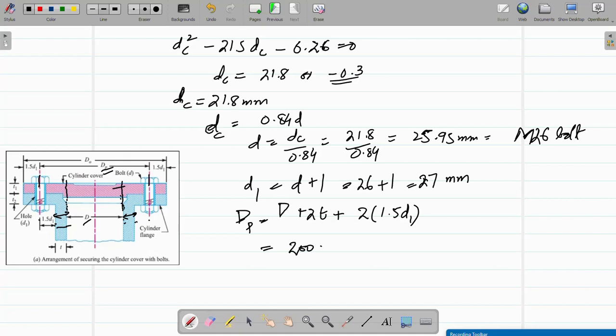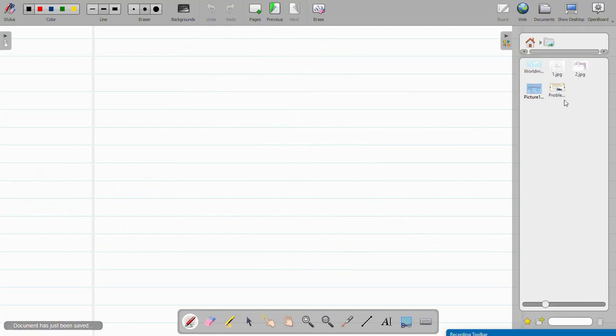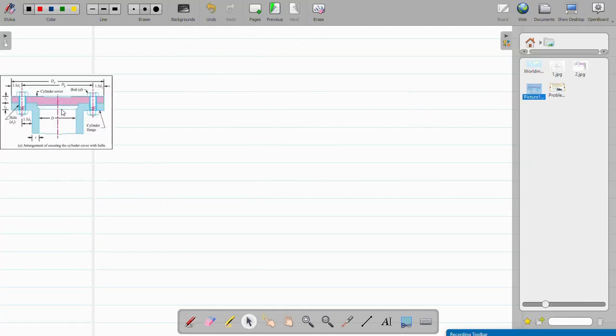So 200 is D. Thickness, we know from the relation, is 10 millimeter, and d1 we have calculated earlier is 27, so 1.5 times d1 is 1.5 times 27. So the distance between two consecutive bolts on the other side must be 301 mm. Now we know this as well. Now it moves towards the other calculations.